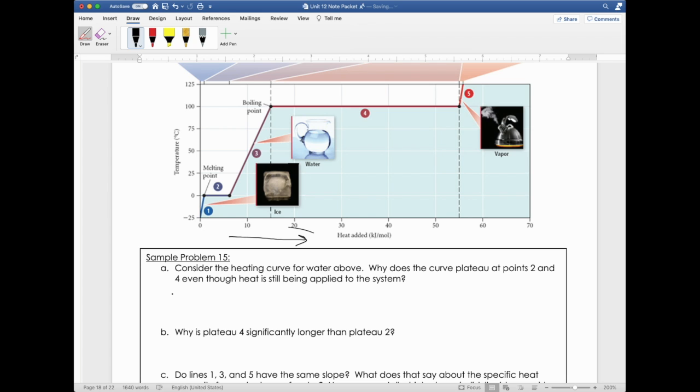So let's see here. Why does the curve plateau at points 2 and 4? The heat that is being added is going towards, I don't want to say hydrogen bonds specifically because that's specific for water, I'm just going to say intermolecular forces, is going towards breaking intermolecular forces.